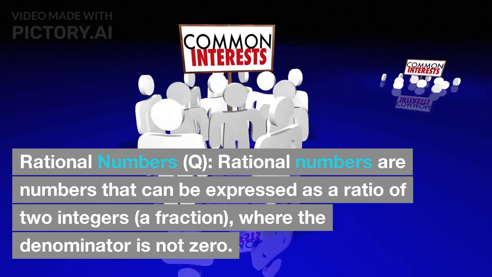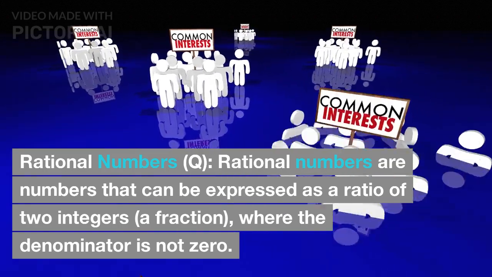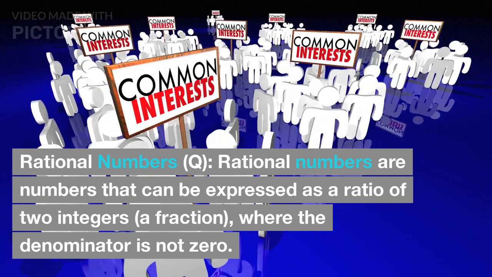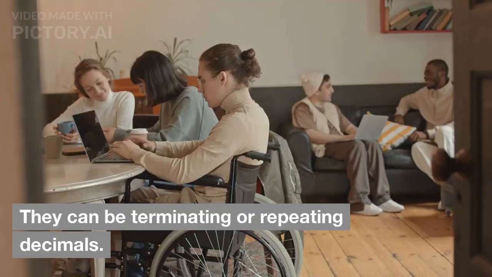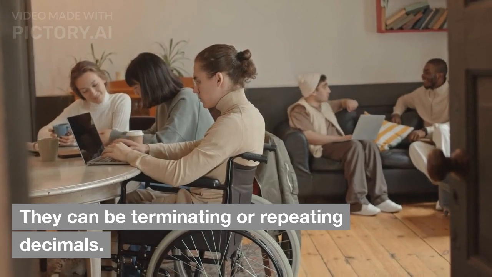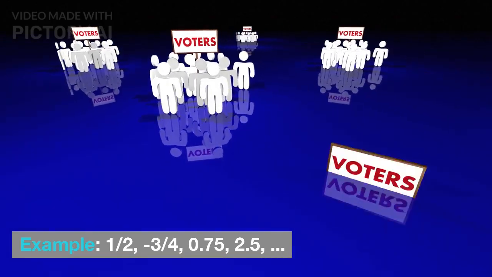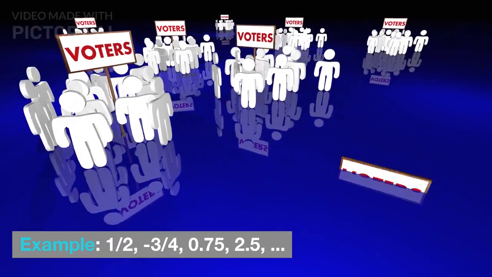Rational numbers, Q. Rational numbers are numbers that can be expressed as a ratio of two integers, a fraction, where the denominator is not 0. They can be terminating or repeating decimals. Example: 1/2, 3/4, 0.75, 2.5.